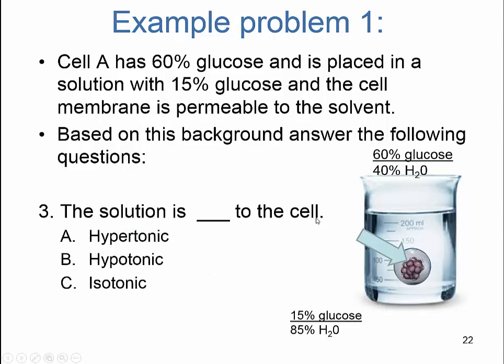So we continue with example problem 1, and we talk about the movement of water. We know that water is moving in. So our question is, the solution on the outside of the cell, is it hypertonic, hypotonic, or isotonic? It is hypotonic. It's hypotonic because there is less tonicity, meaning there's less solute on the outside of the cell than there is on the inside of the cell, because 15% is much lower than 60%.